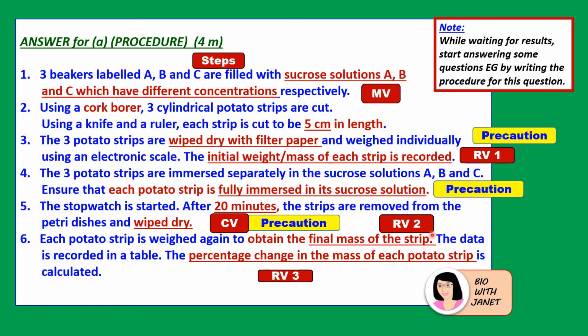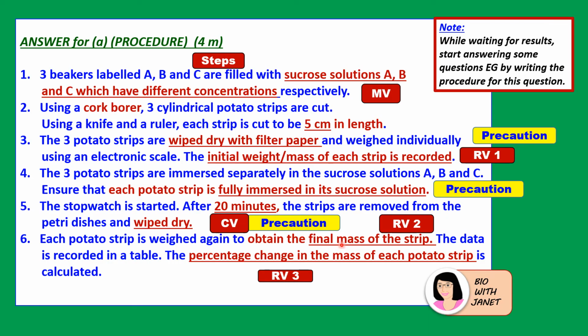Next, each potato strip is weighed again to obtain the final mass of the strip. So that is your responding variable 2. RV1 is the initial mass, and RV2 is the final mass. The data is recorded in the table, and the percentage change in the mass of each potato strip is calculated. So this is the responding variable 3. Actually, it is the main responding variable. I call this the main responding variable, the final responding variable that we want to obtain through calculation.